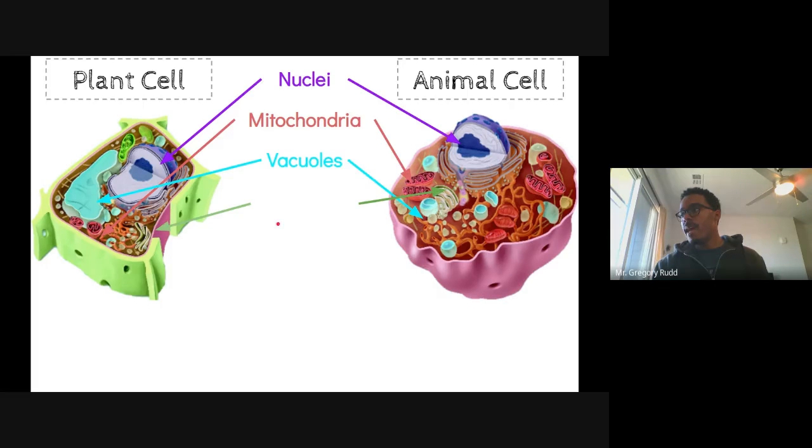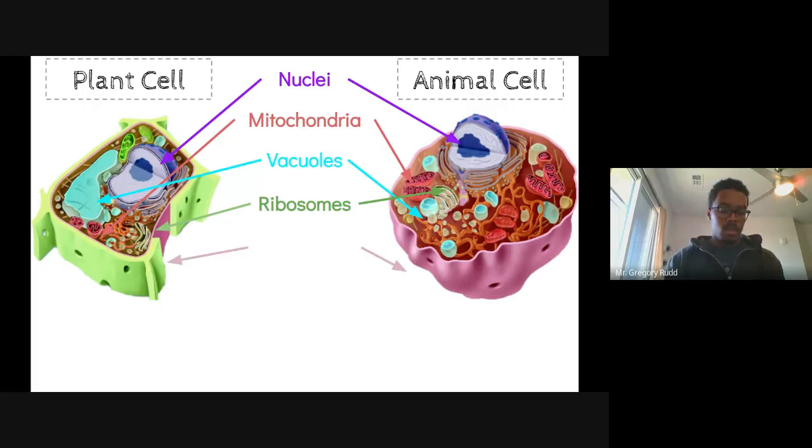A couple other similarities. You can't really tell, and my arrows aren't pointing directly at them, so I apologize, but these small dots that are kind of studding this structure near the nucleus? What are those small dots called? Ribosomes. Wonderful. Those are ribosomes. So both plant cells and animal cells and all living cells have ribosomes. Okay, what about the pink structure on the outside of the cell? Cell membrane. Yes, that is the cell membrane. Otherwise known as the plasma membrane.